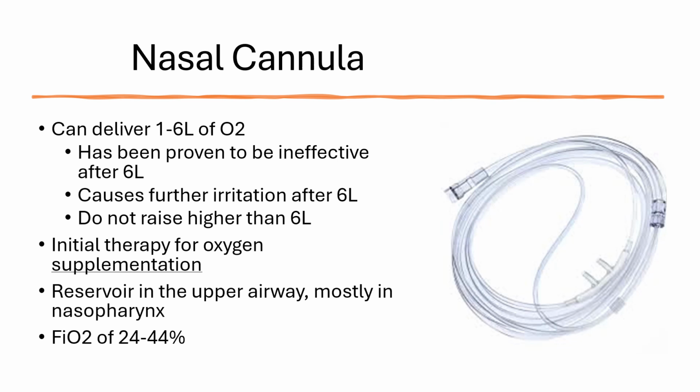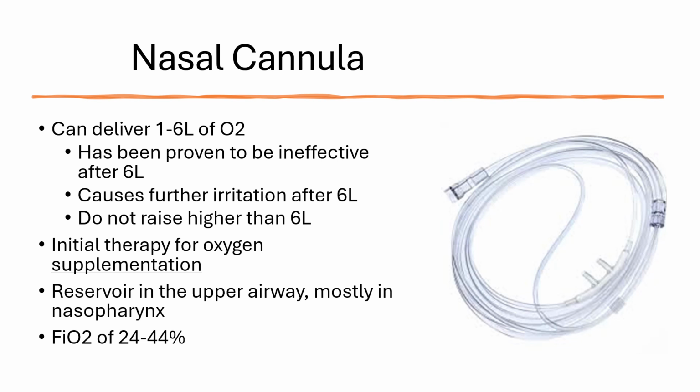It can deliver 1 to 6 liters of O2, and has been proven to be ineffective after 6 liters. So if you're going into a patient's room, you see them on a nasal cannula and it's at 7, you probably want to go ahead and let their nurse know or let your clinical instructor know because it's not going to be helpful to them. They need something more than this nasal cannula.